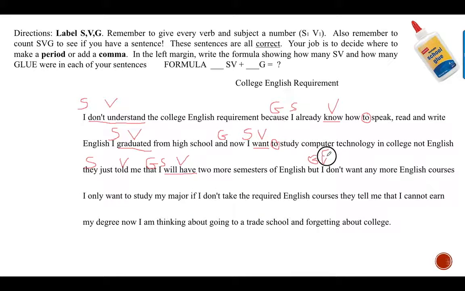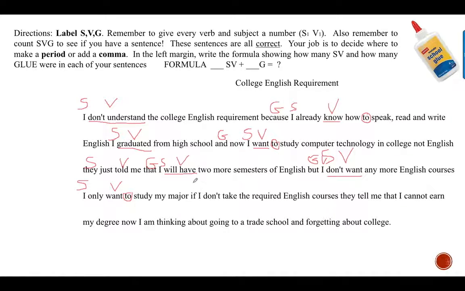That's an S. I'm modeling, risk-taking, nobody's perfect. Okay, here's a V. Don't want. Any more English courses? And then here's another S. Here's another V. What do you spot here? Good for you. That's going to be an infinitive.